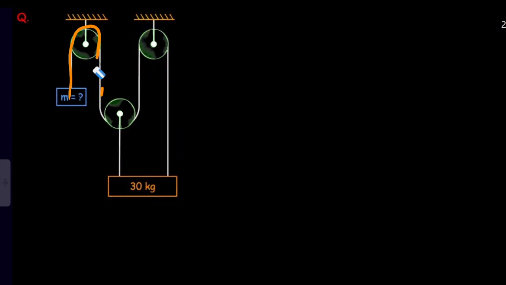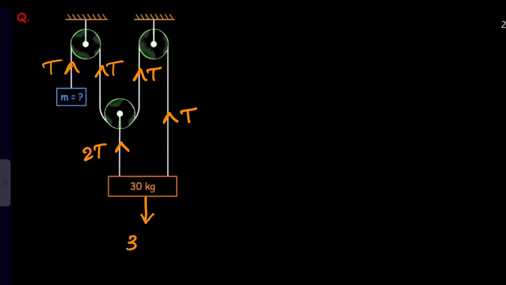Tell me now here. If I call this T, now this tension is T, this also tension T, this also tension T. Next, here this is 2T. That's it. Now look at this block. The weight of this block is how much? So 300 newtons is in the downward direction.